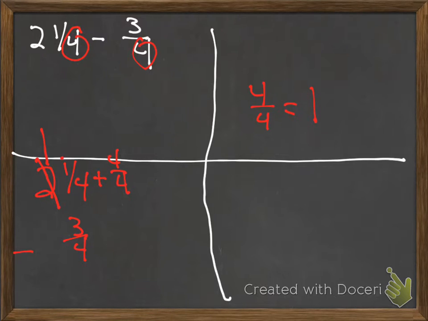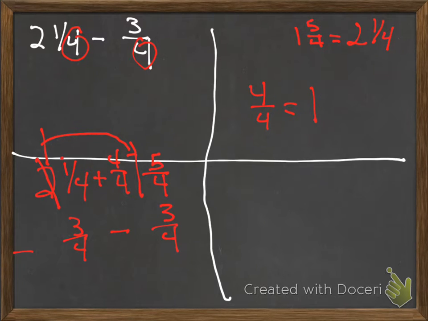So now I'm going to add these two together. And so now I have 5/4. I have 1, because I still have this whole number right here. I have 1 5/4 minus 3/4. Because if we have 1 5/4, that still equals 2 1/4.